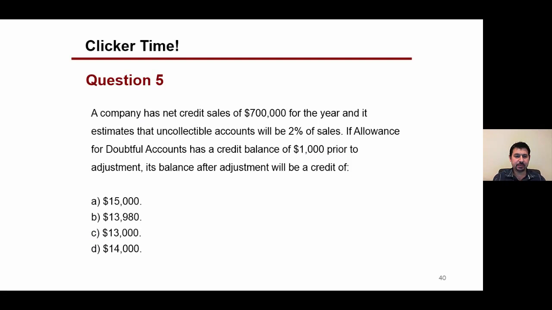A company has net credit sales of 700,000 for the year, and it estimates that uncollectible accounts will be 2% of sales. If allowance for doubtful accounts has a credit balance of 1,000 prior to adjustment, its balance after adjustment will be a credit of. Once again, here it's the percentage of sales. The company is using the percentage of sales.